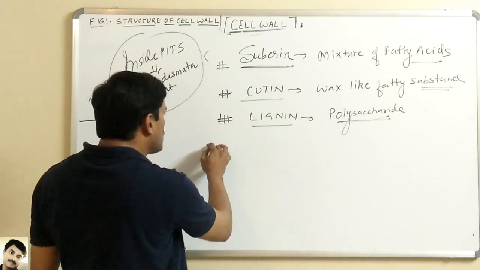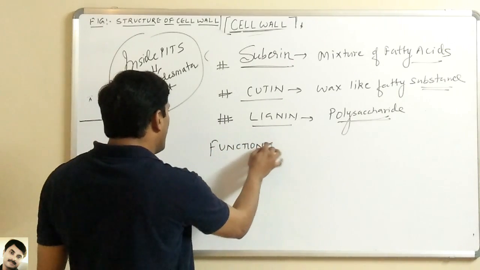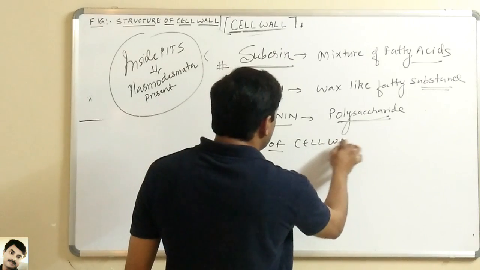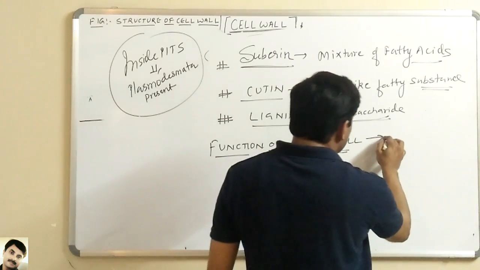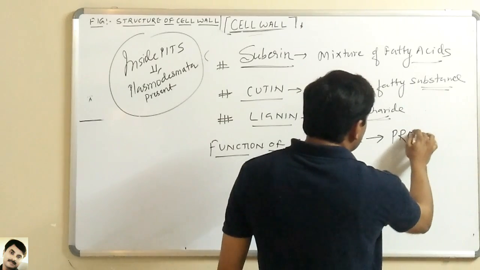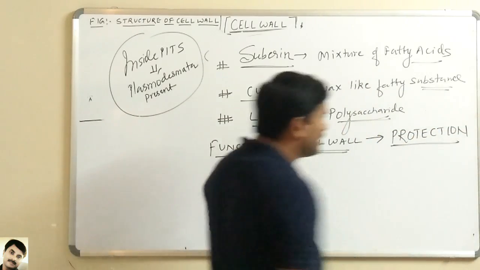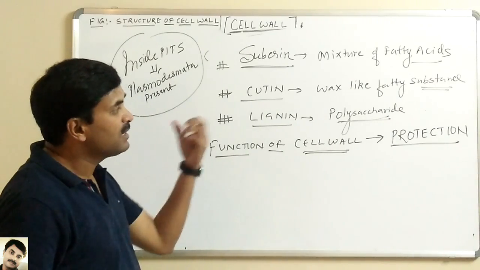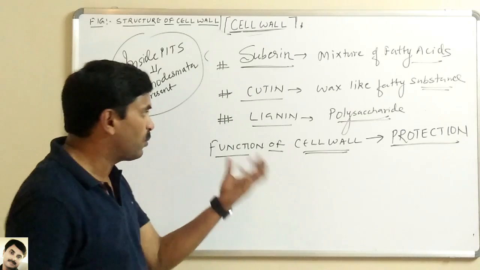And at the last, we must also know about the function of the cell wall. What is the chief function of the cell wall? The chief function of the cell wall is protection. Because it is present outside, its main role is protection, and it also provides the shape to the cell.